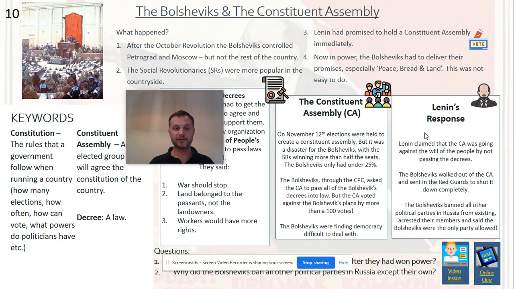Okay, Red Guards are arresting members of other political parties, putting them in jail, and Russia becomes a one-party state. Yep, the Bolsheviks are the only political party allowed to exist. And with that, all hopes of democracy disappear.